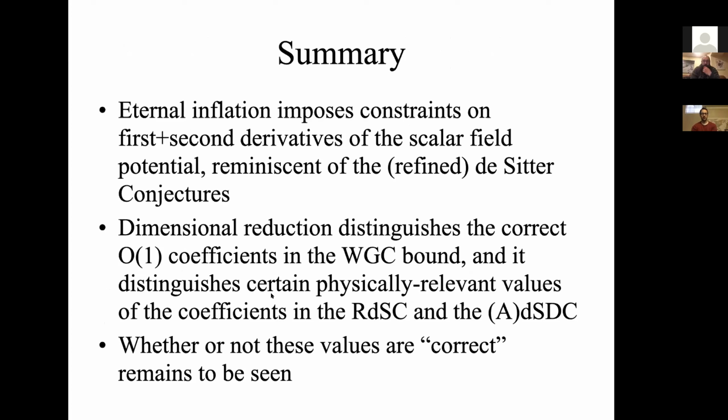We found that it distinguishes certain physically relevant values of the coefficients in these conjectures, but whether or not these values are correct, what exactly the correct version of the de Sitter or AdS distance conjecture is, what the correct physical motivation is, what the domain of validity is, these are the important questions that remain to be seen. Thank you.